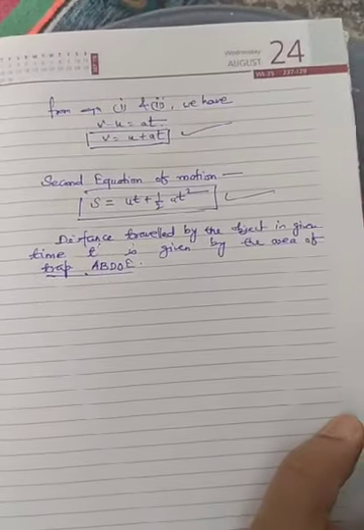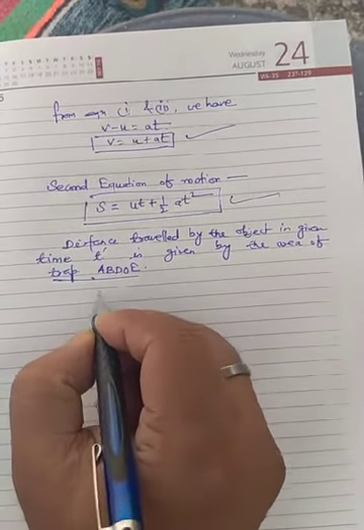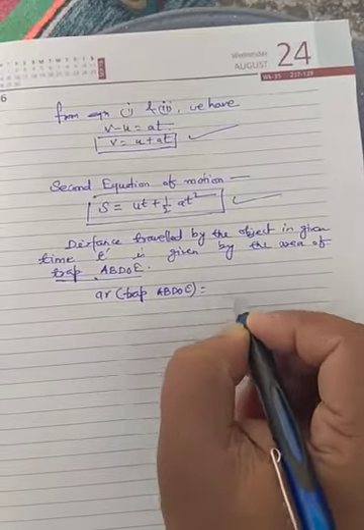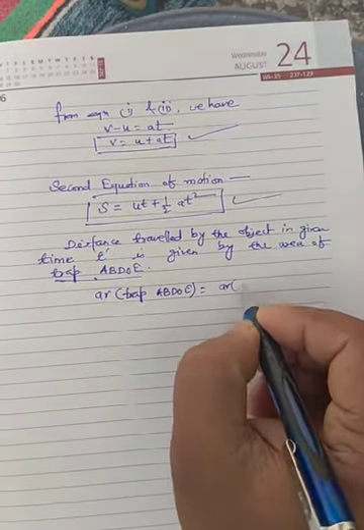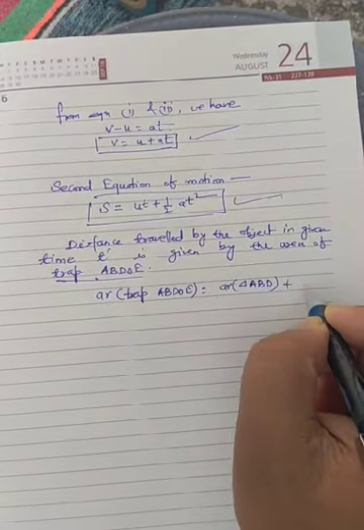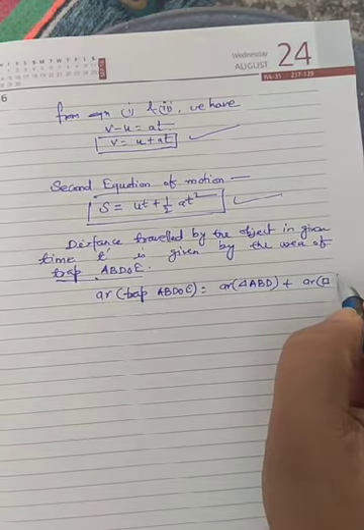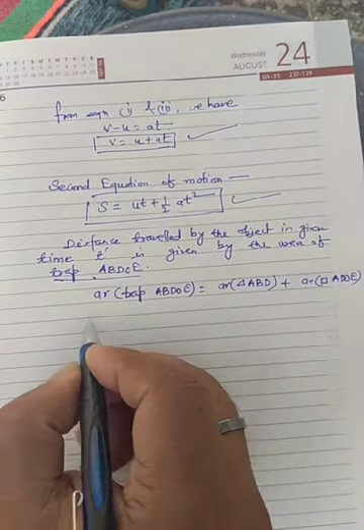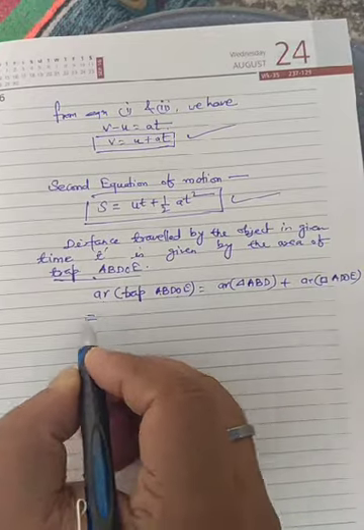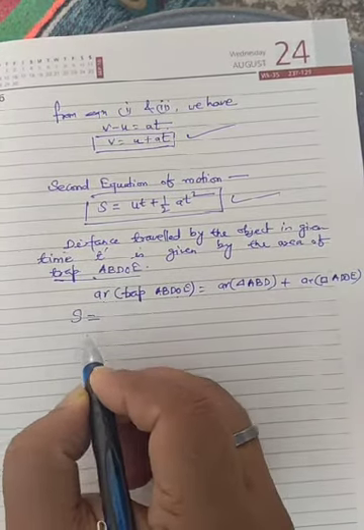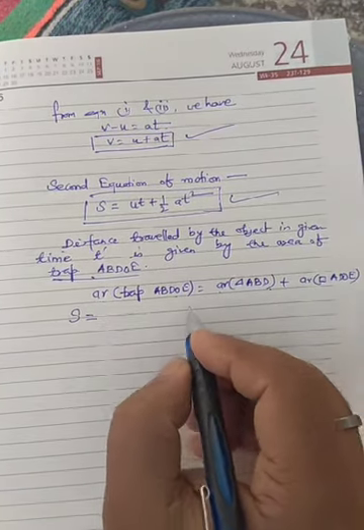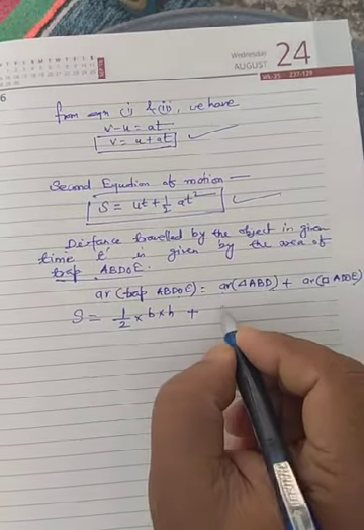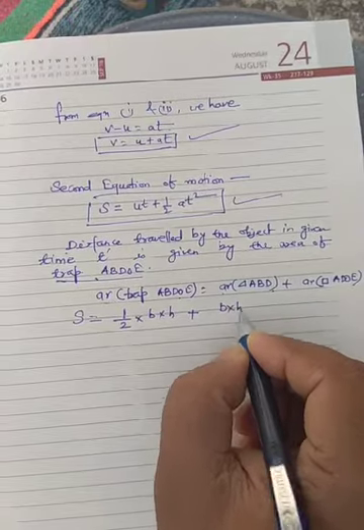Let's come to the graphical derivation. So we write area of trapezium ABDOE equals area of triangle ABD plus area of rectangle ADOE. Now the area of trapezium is the distance traveled, so we will write S. Area of triangle ABD means half into base into height, plus area of rectangle, that means base into height in that rectangle.